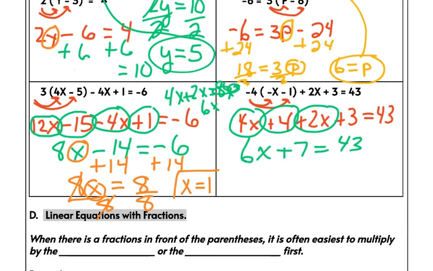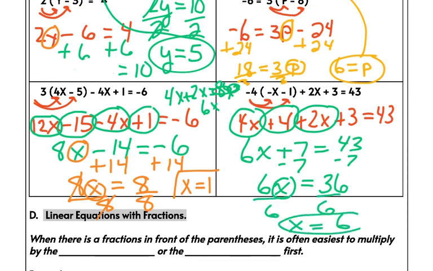And next up, it looks like I need to subtract 7. Subtract 7, I get 6x is equal to, what's that, 36? And our last step always is to divide by what's in the way there, what we're multiplying by, and I get x is equal to 6. So that's the end of this video.